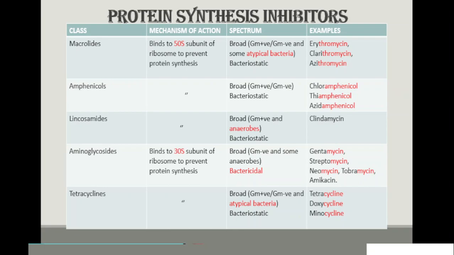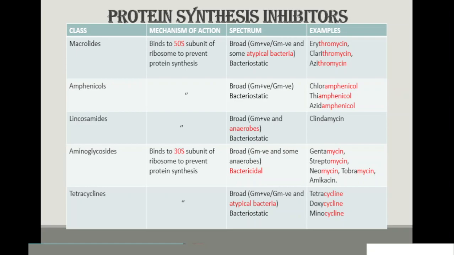So examples of such drugs are erythromycin, clarithromycin, which we normally use in peptic ulcer disease against Helicobacter pylori. Then we also have azithromycin, which we normally use in respiratory infections as well.